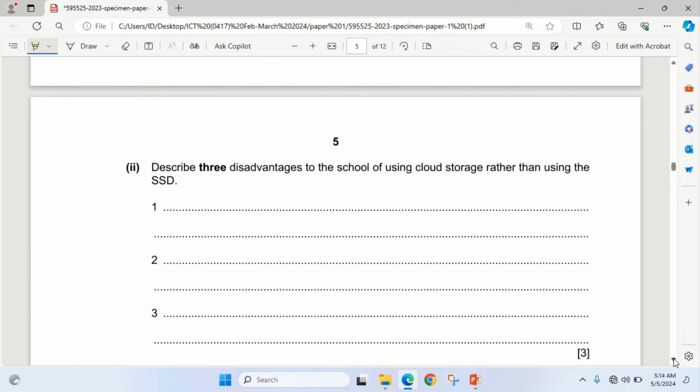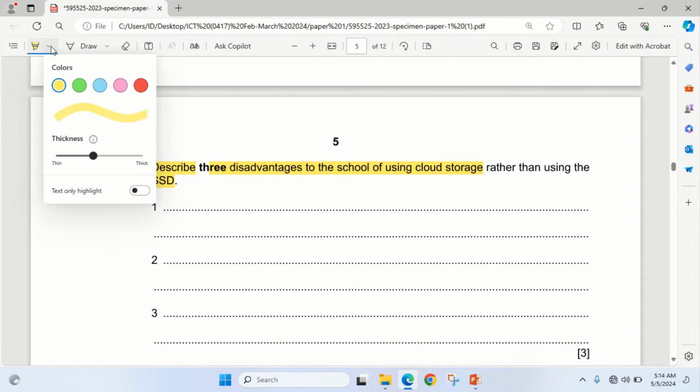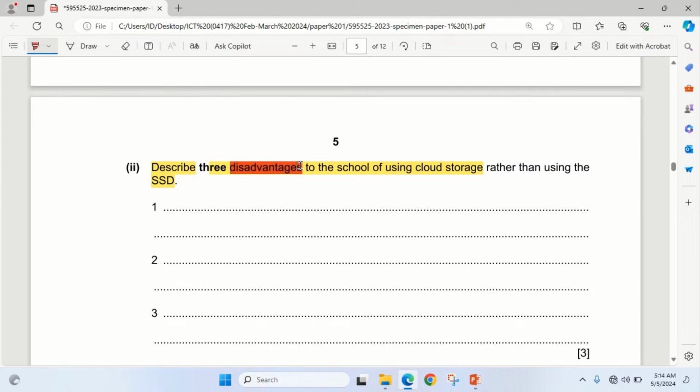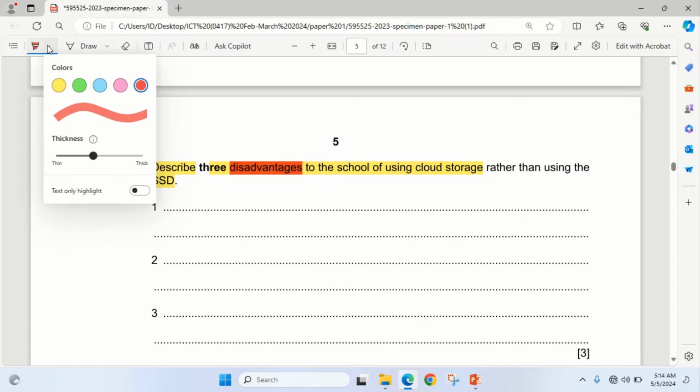Then the next question is question 7b2. Describe is the keyword. What are you describing? 3 disadvantages to the school of using cloud storage rather than using the SSD. So we have talked about advantages to the school of using cloud storage. Now we are looking at disadvantages. Please take note of that. Let me paint it in color red. You are looking at disadvantages.